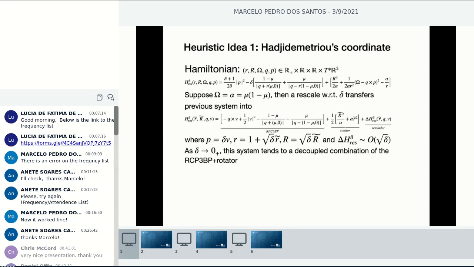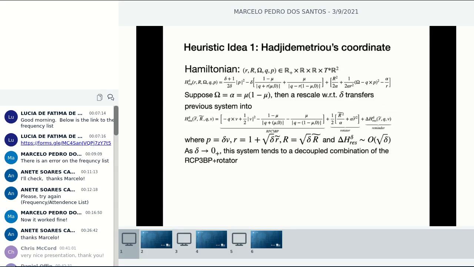Here, notice the P is the relative momentum of Neptune. So basically, we know the mass of Neptune is delta. So P apparently equals delta times V, where V is the velocity. And we also get a rescaled R and capital R.